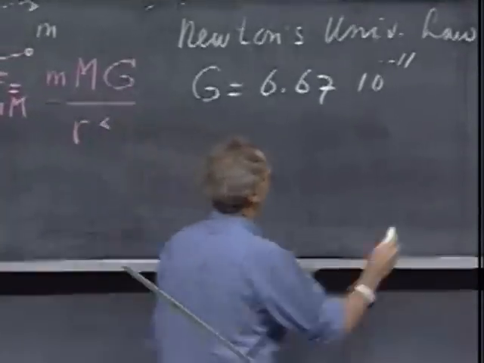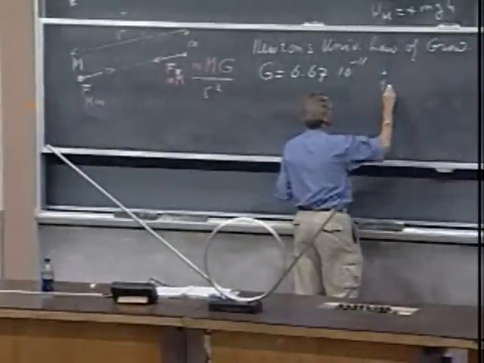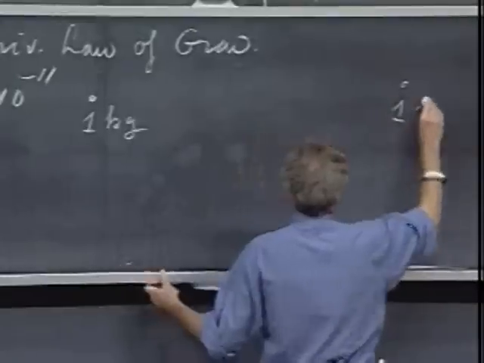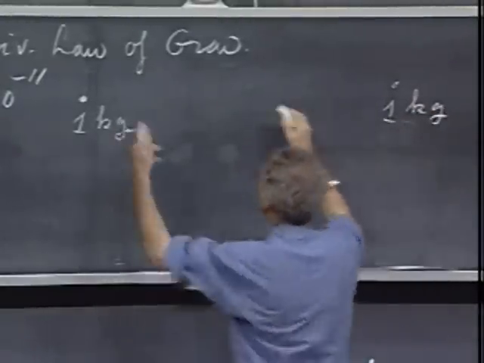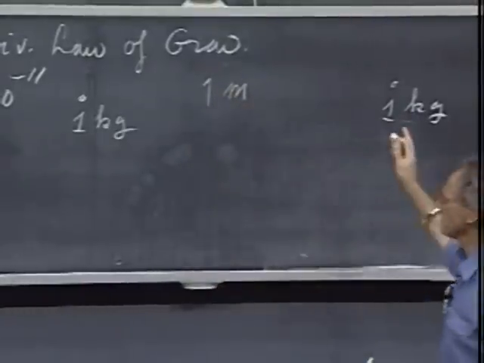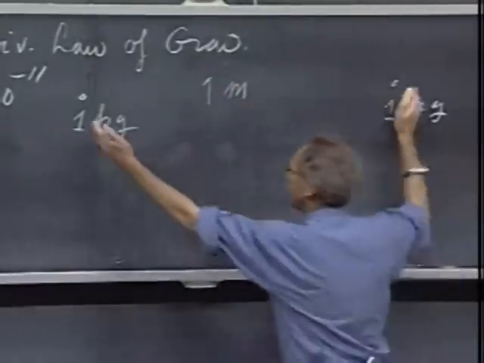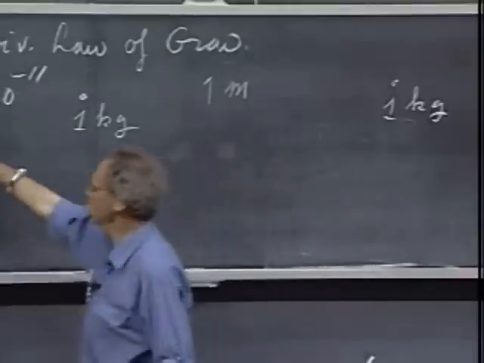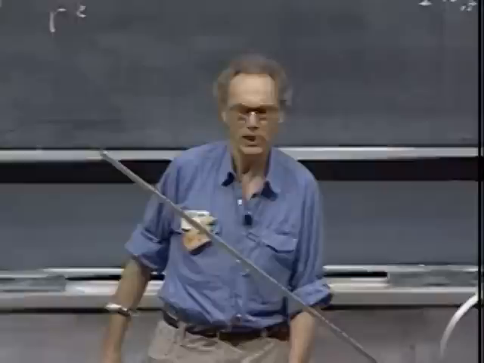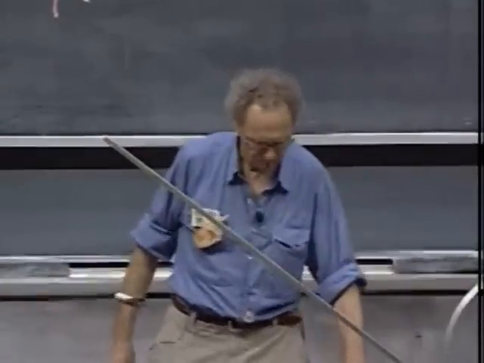It means that if I have two objects which are each 1 kilogram, which are about 1 meter apart, that the force with which they attract each other is only 6.67 times 10 to the minus 11 newtons. That is an extremely small force.